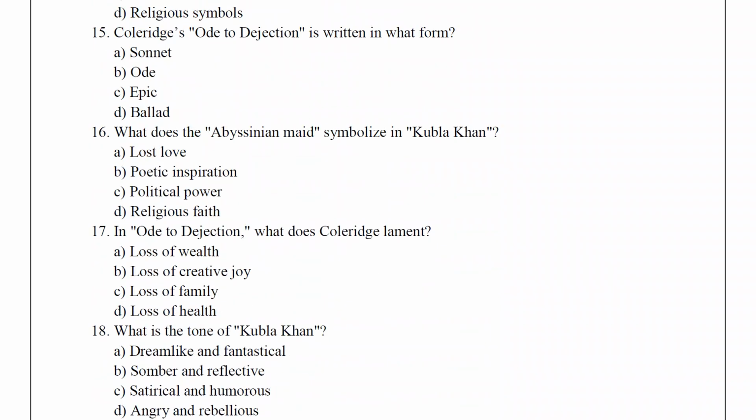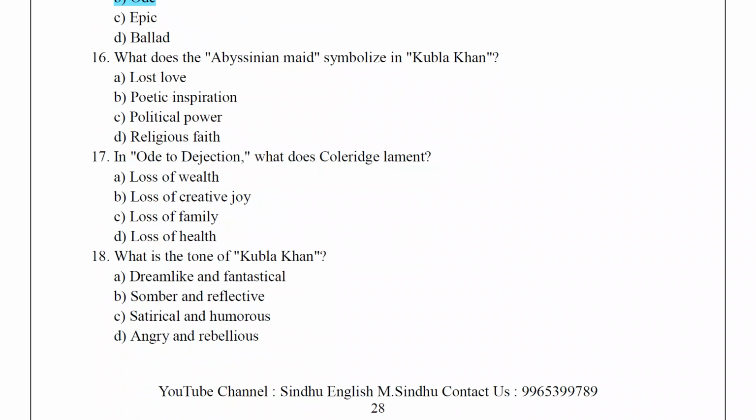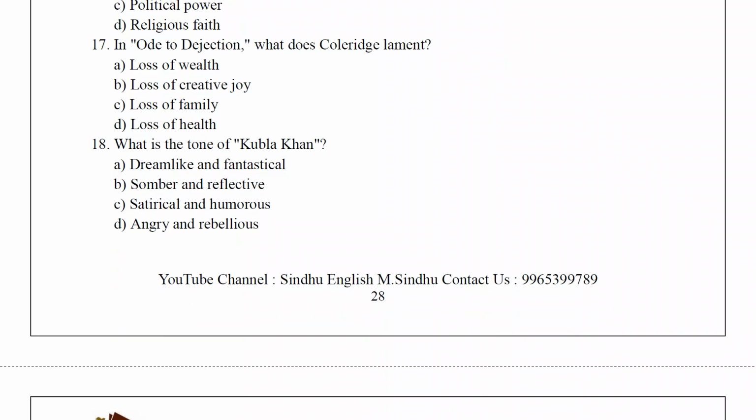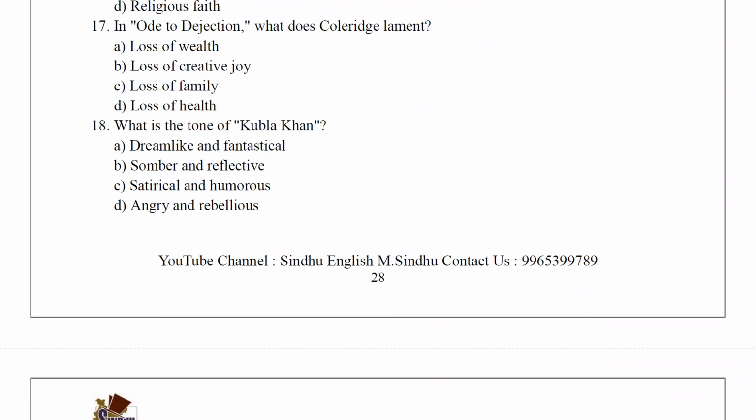Coleridge's Ode to Dejection is written in what form? It is an ode. What does the Abyssinian maid symbolize in Kubla Khan? The answer is poetic inspiration. In Ode to Dejection, what does Coleridge lament? The loss of creative joy.